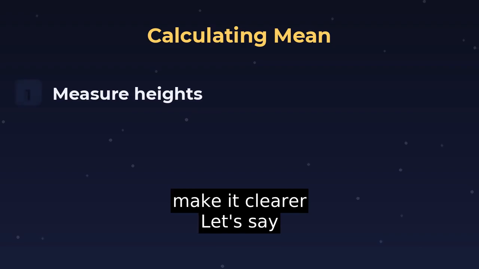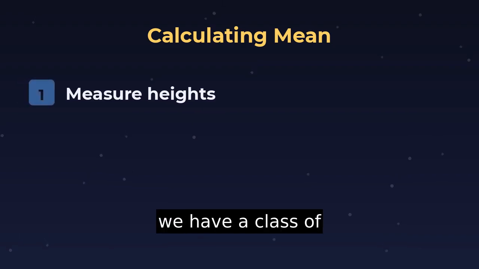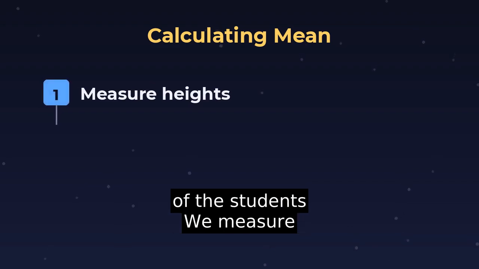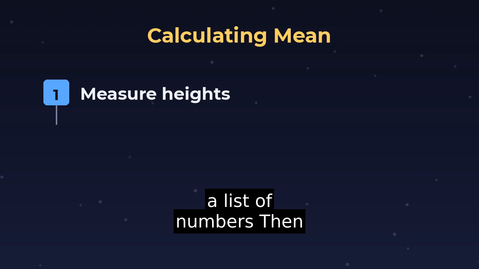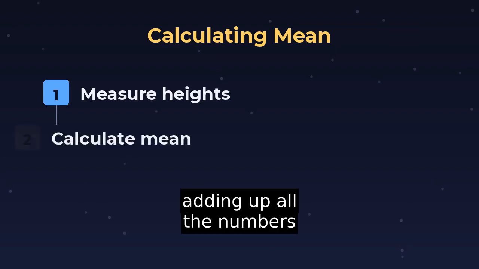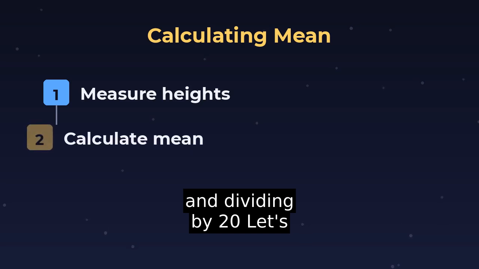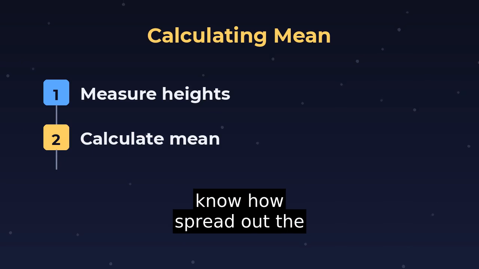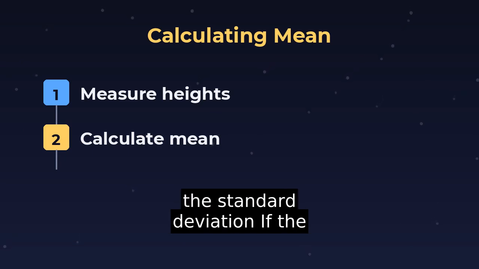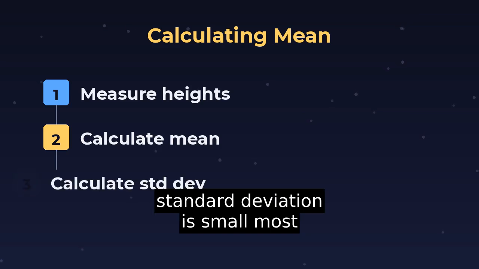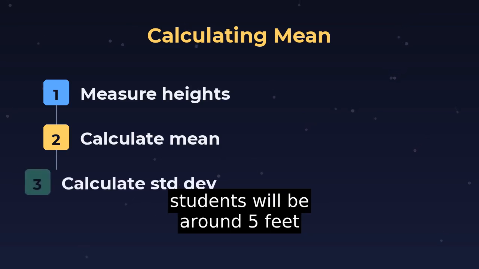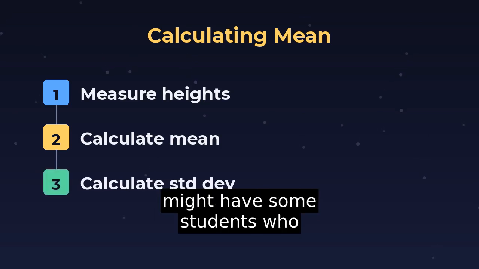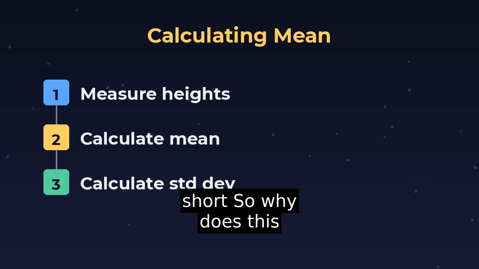Let's look at an example to make it clearer. Let's say we have a class of 20 students, and we want to know the average height of the students. We measure each student's height and get a list of numbers. Then, we calculate the mean by adding up all the numbers and dividing by 20. Let's say the mean is 5 feet 5 inches. Now, we want to know how spread out the heights are, so we calculate the standard deviation. If the standard deviation is small, most students will be around 5 feet 5 inches tall. But if the standard deviation is big, we might have some students who are really tall or really short.